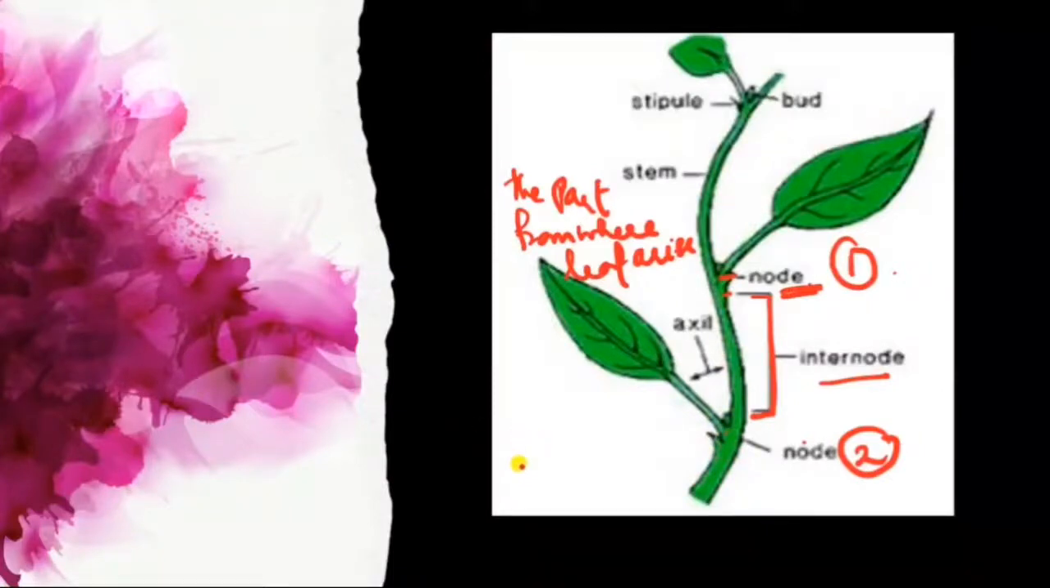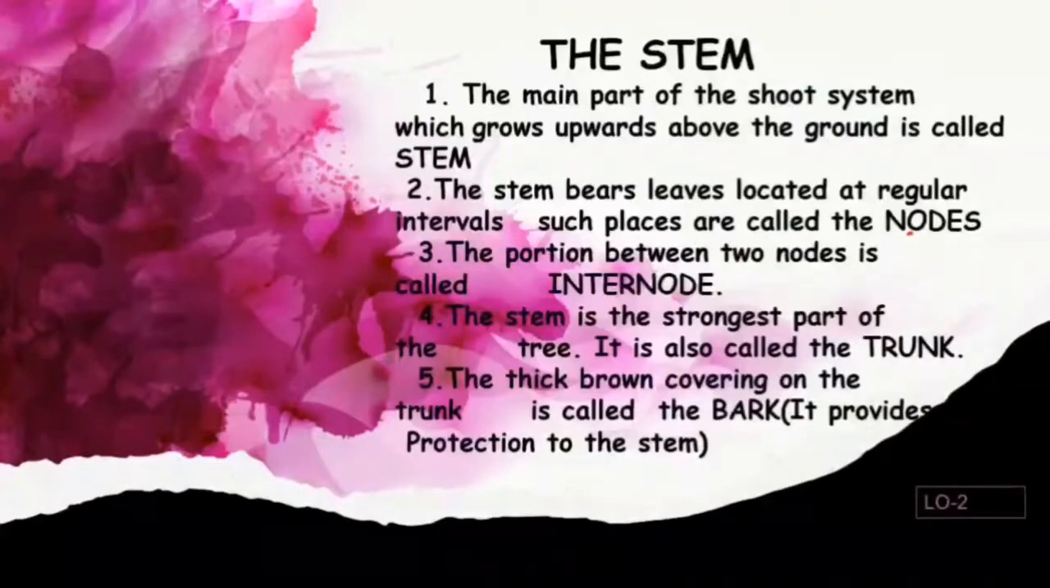Now we are going to discuss a few more terms. First of all, let's study the characters we have discussed. The first feature is the stem, the main part of the shoot system which grows upward above the ground. Where leaves are located at regular intervals, such places are called the nodes. The portion between two nodes is called the internode.